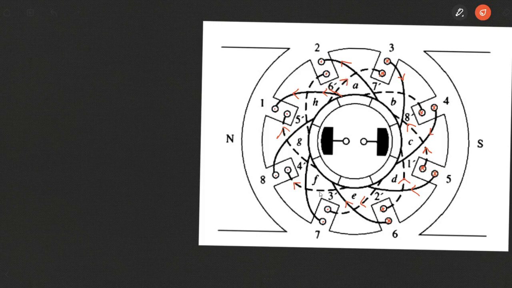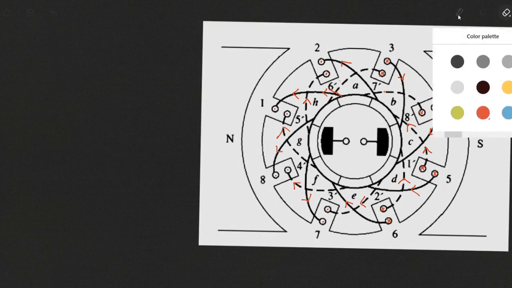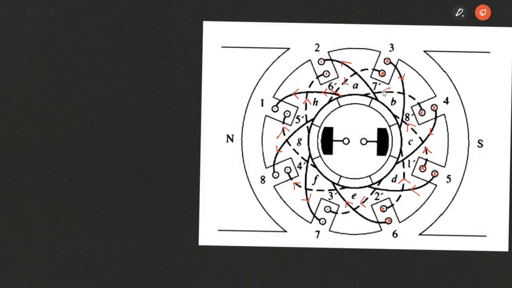For 7, it's moving out of the commutator segment as it's under the influence of the north pole. For 7 dash, it will be moving into the commutator segment. For 8, it will be moving out. For 8 dash, it will be moving in. So these are the directions of current in the various coil sides. Now you can see what is happening here.